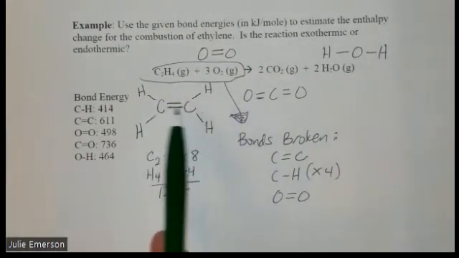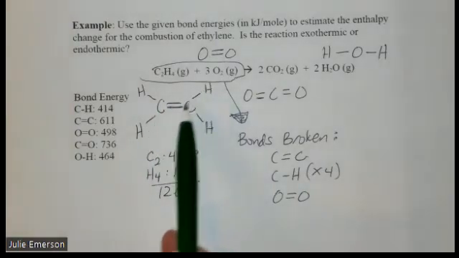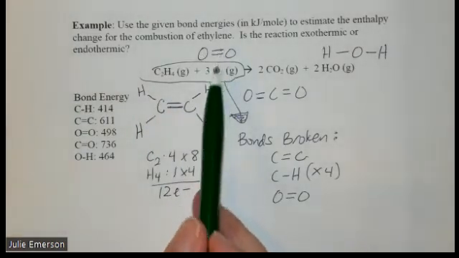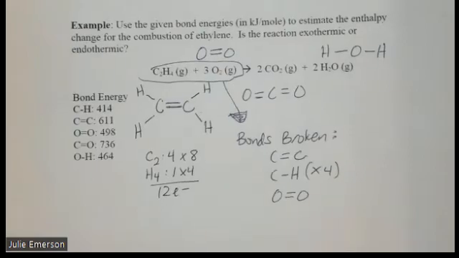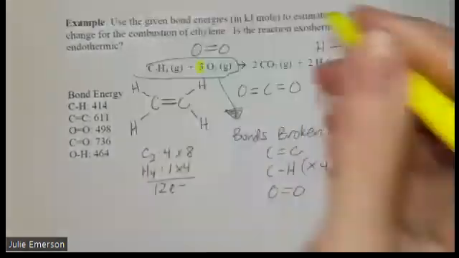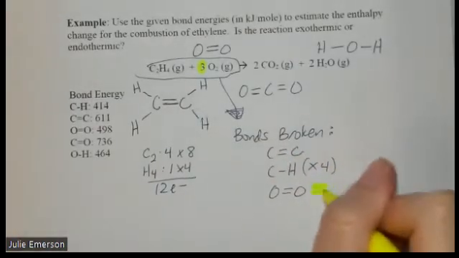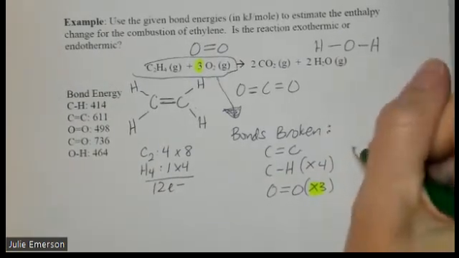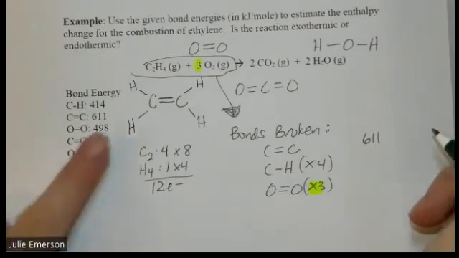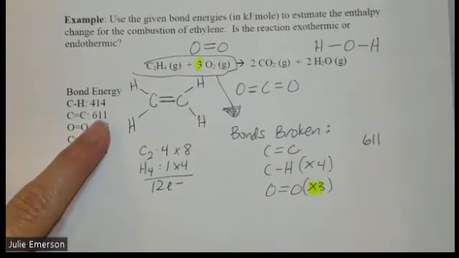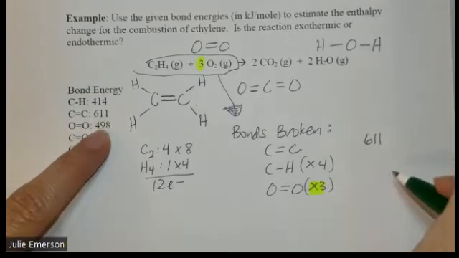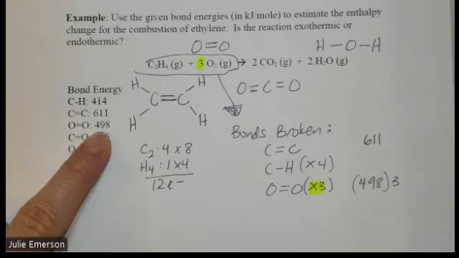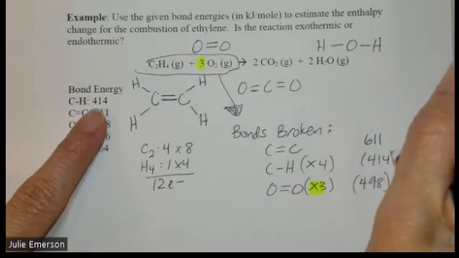So I've got to break up the carbon-carbon double bond, split that. I've got to break up the carbon-hydrogen single bond 1, 2, 3, 4 times. And then that oxygen double bond, I also have to break, but I've got 3 of those in my balanced equation, so I'm going to have to multiply by 3 here. Don't forget the coefficients. My carbon-carbon double bond says on the chart 611, in kilojoules per mole, so for 1 mole, kilojoules. The oxygen double bond is 498, and again, I'd have to multiply that by 3. And the carbon-hydrogen single bond, multiply that by 4.